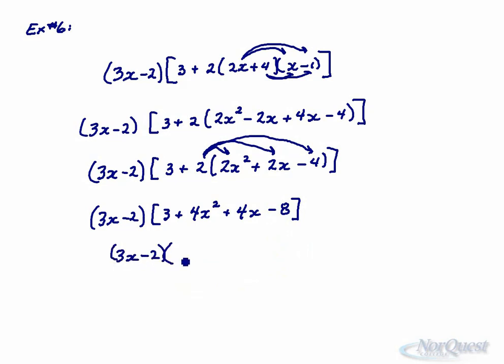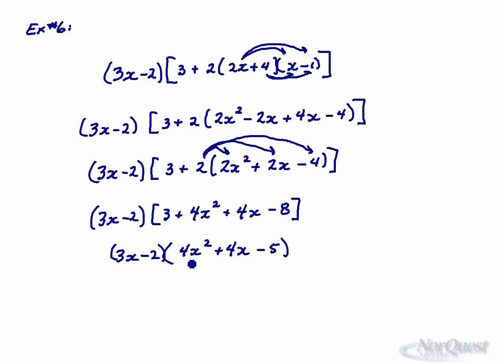I'm going to write this in proper order as well. I'm going to write it as 4x squared plus 4x. 3 minus 8 will give me minus 5. And then we're down to a type of polynomial we've already dealt with in our last example, a binomial into a trinomial. So we're going to go 3x times everything in the trinomial, negative 2 times everything in the trinomial, and collect like terms one more time.